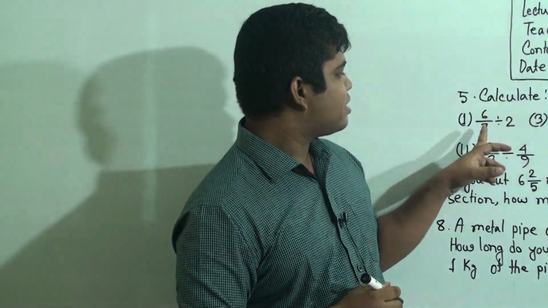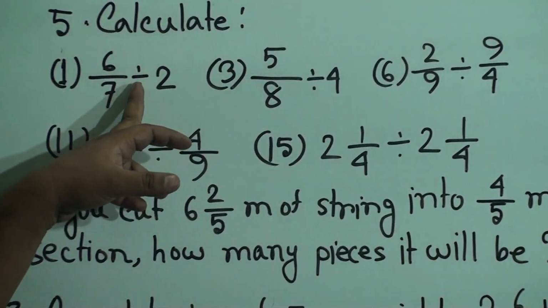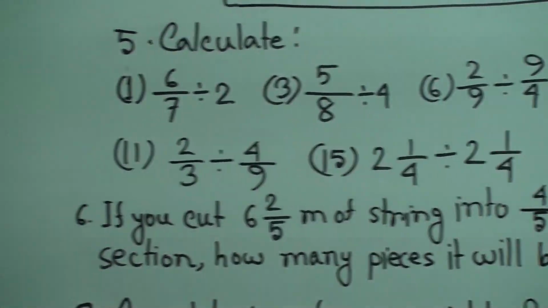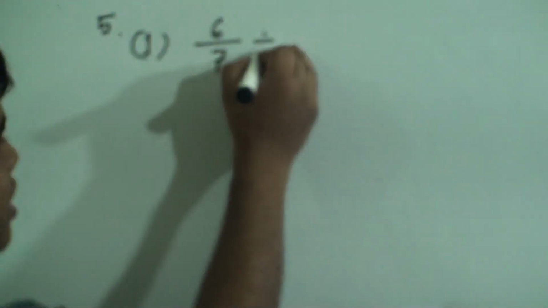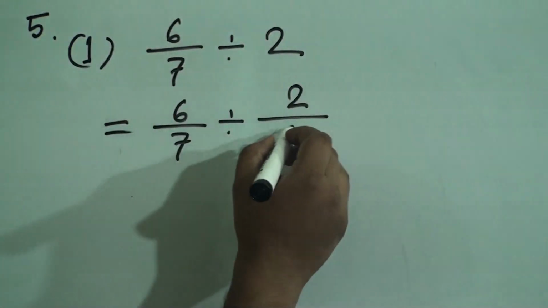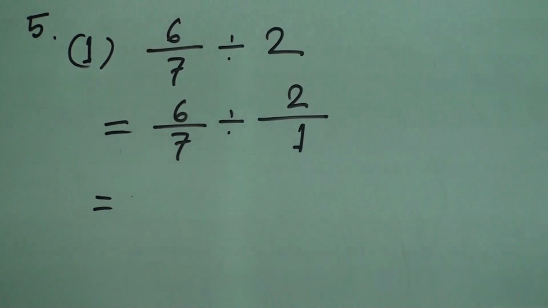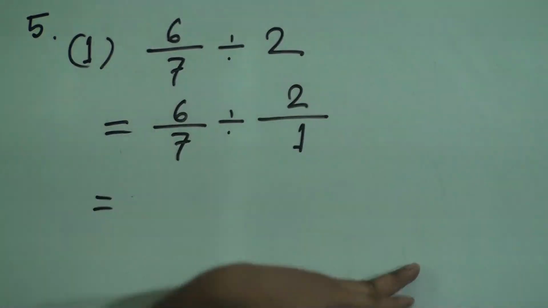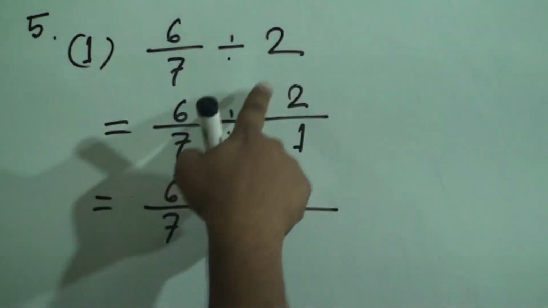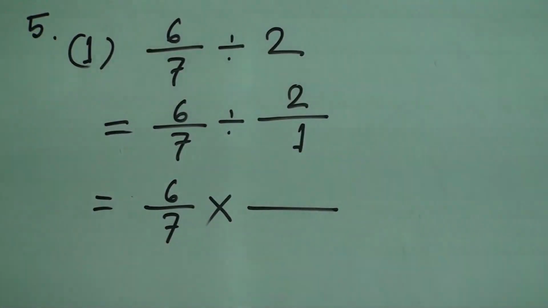Here you notice 6 by 7 divided by 2. So at first we solve this math. Question 5, sub number 1. 6 by 7 divided by 2, and we know that 2 has a denominator which is 1. Now notice, division of one fraction by another fraction means multiplication of the first fraction with the reverse of the other fraction. That means 6 by 7 is unchanged, and this division sign will be a multiplication sign, and the second fraction will be reversed.